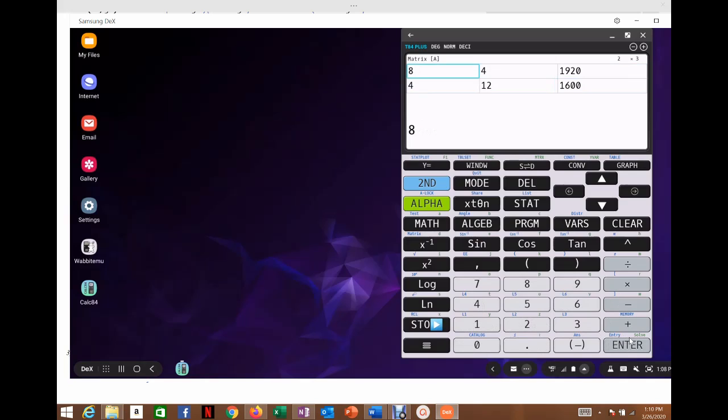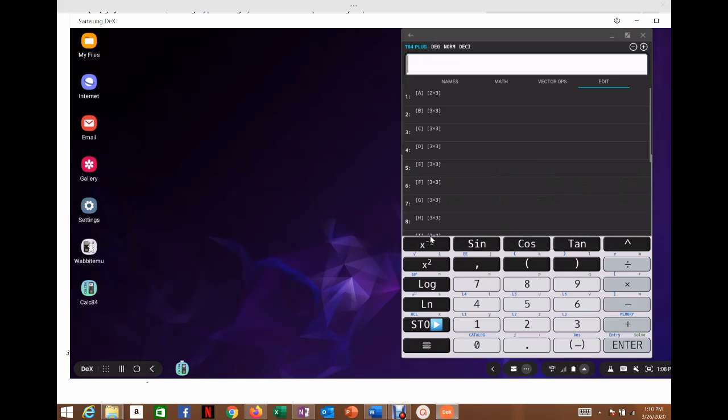Alright, so make sure your matrix is typed in there carefully. The first column should be your x terms, the second column should be your y terms, and the last column should be your constants. Quit, so second mode to quit. Go back into matrix, so second, that x to the negative 1. It'll take you back to that home screen.